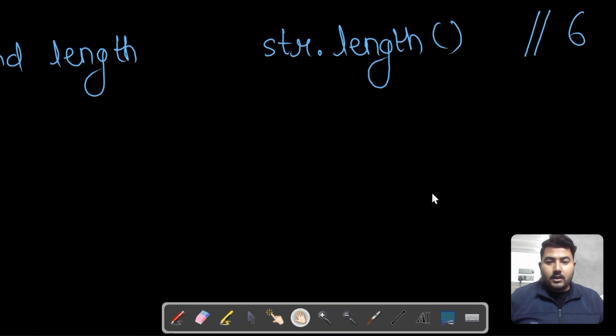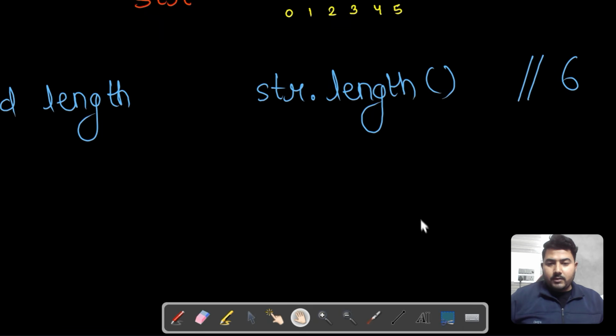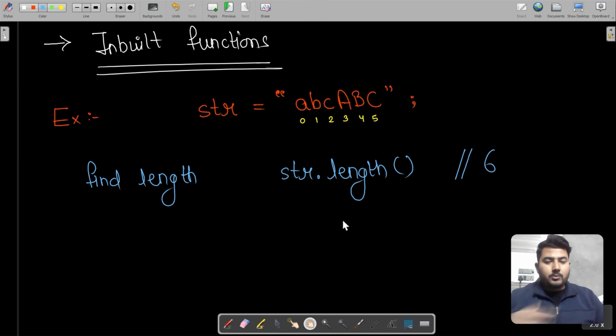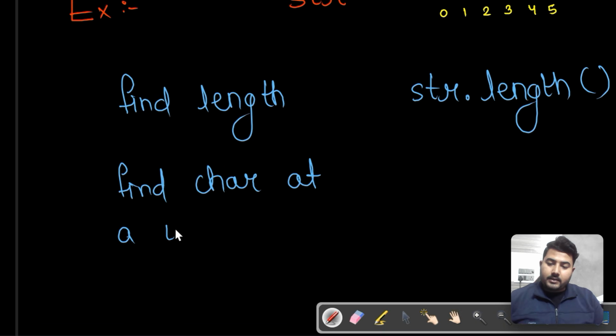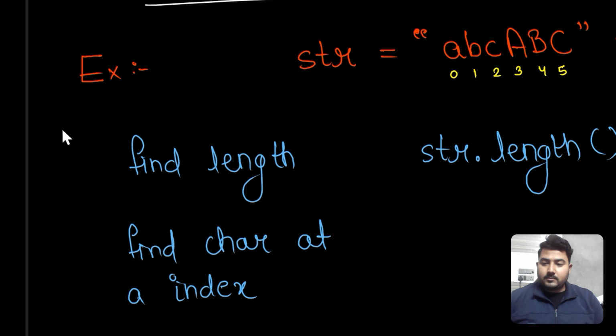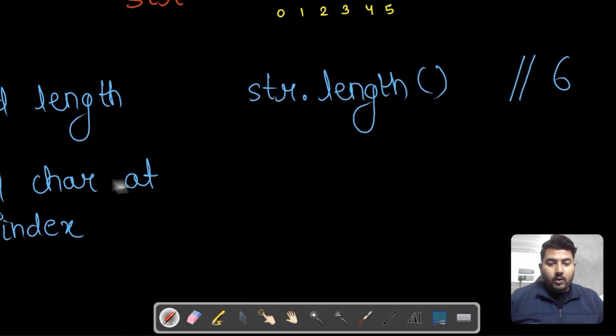Very nice. Now, what if a string is given to us, which is this one? Let's suppose I wanted to check what exactly is present at index 2. Which character is present at index 2? Same as array, we can easily access these elements using the index. Find the character at a particular index. This is the first one, this is the second one. How do we do that?